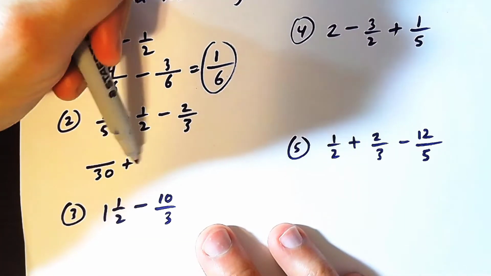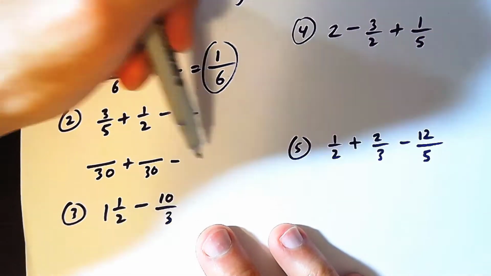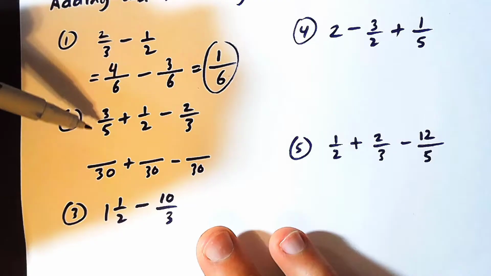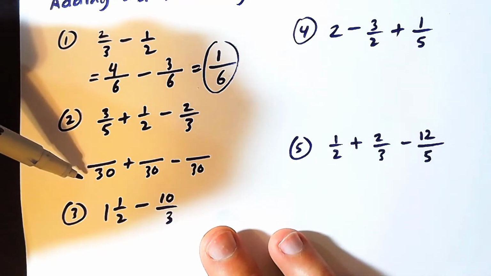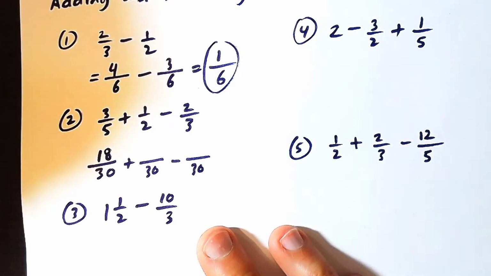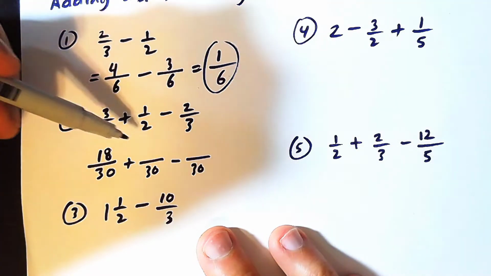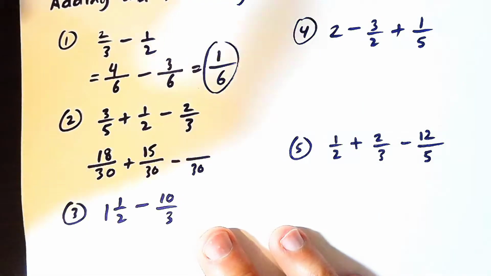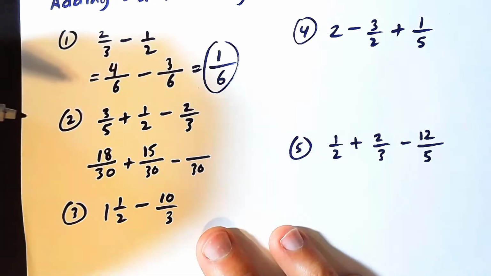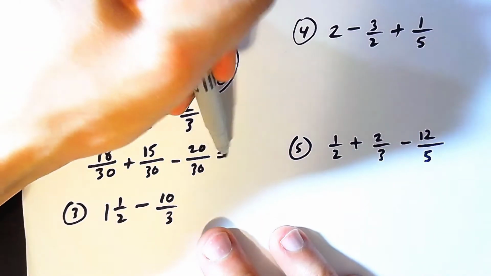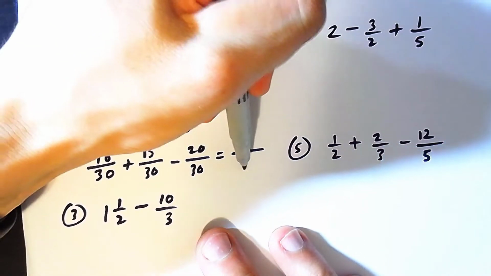So 30 plus something over 30 minus something over 30. 5 times 6 is going to be 30. 6 times 3 is 18. So this is a little bit harder because we're dealing with bigger numbers. 2 times 15 is 30. 15 times 1 is going to be 15. And 3 times 10 is going to be 30. So 10 times 2 is going to be 20. So the final answer is going to be over 30.